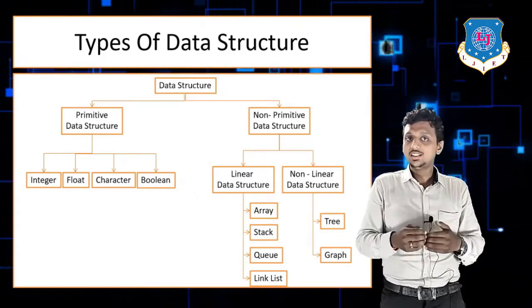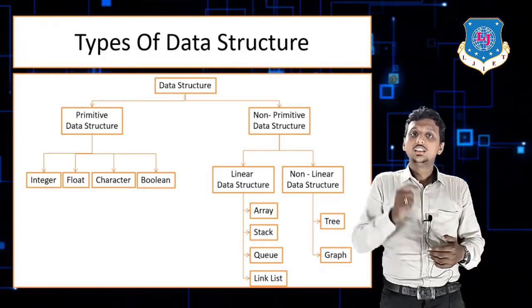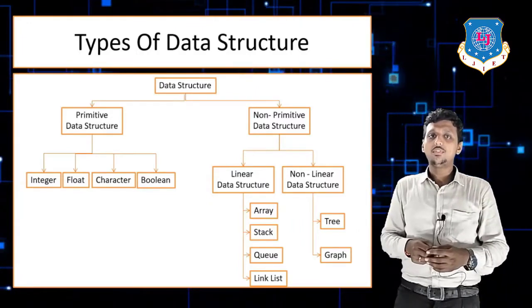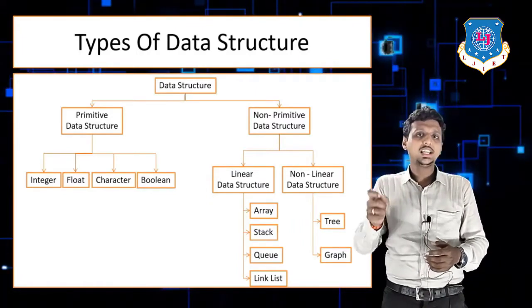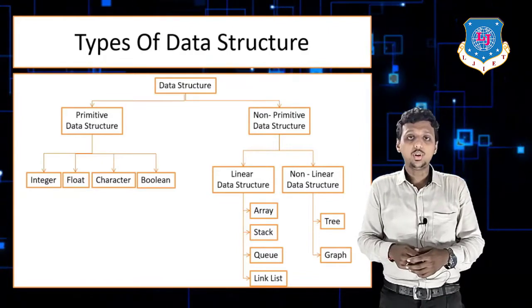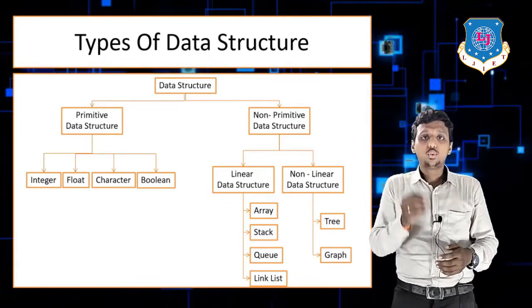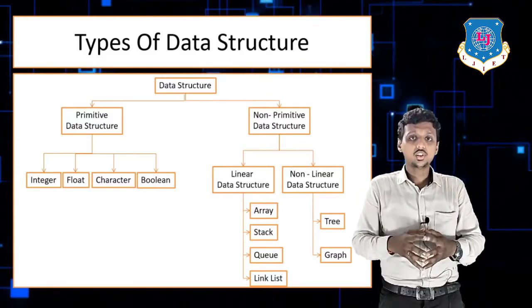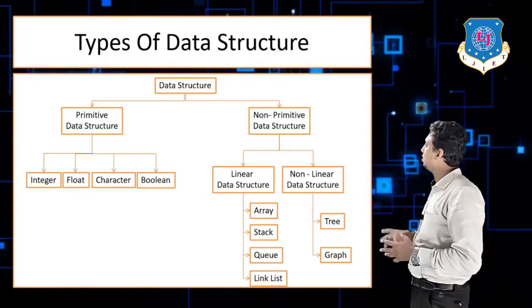I'm repeating this sentence again, that the primitive data structure means, students, you might be aware about integer, float and character in your C programming, right? So integer, float and character, these data types are known as primitive data structure. So what do you mean by the non-primitive?